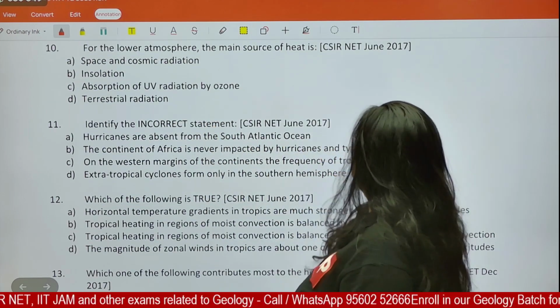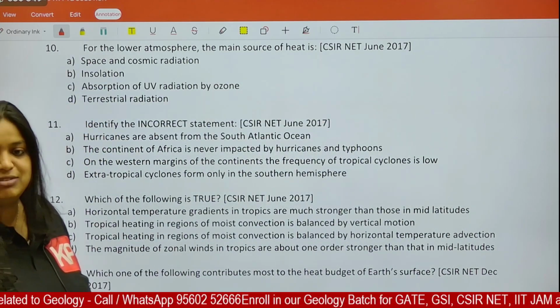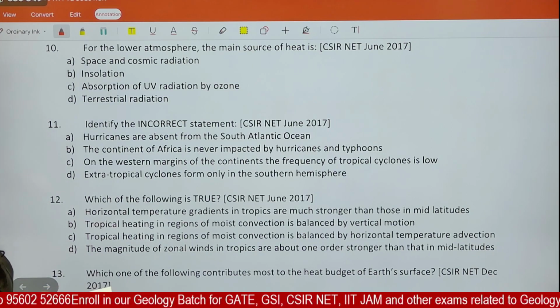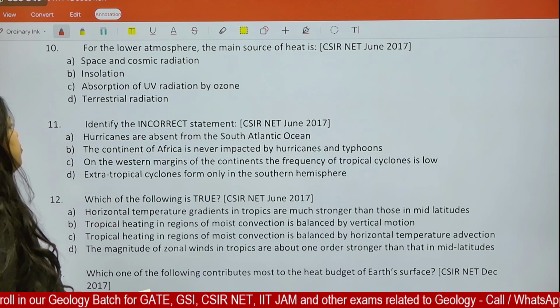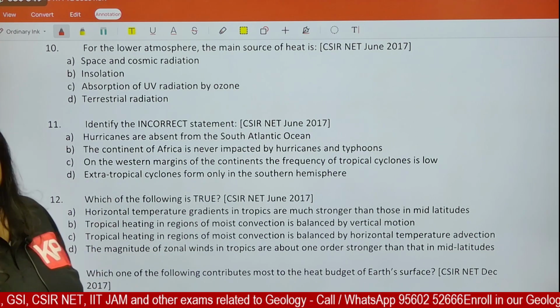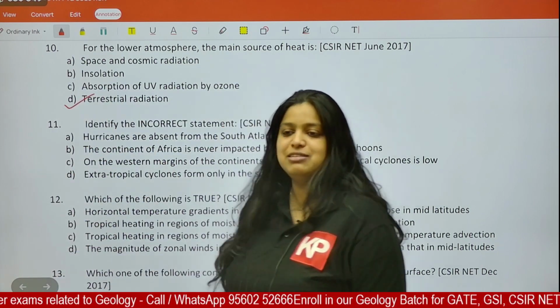For the lower atmosphere, the main source of heat is: space and cosmic radiation, insolation, absorption of UV radiation by ozone, or terrestrial radiation. These are very interesting questions, right? I want you guys to get the answer first, then I'll explain. This is the answer: terrestrial radiation.